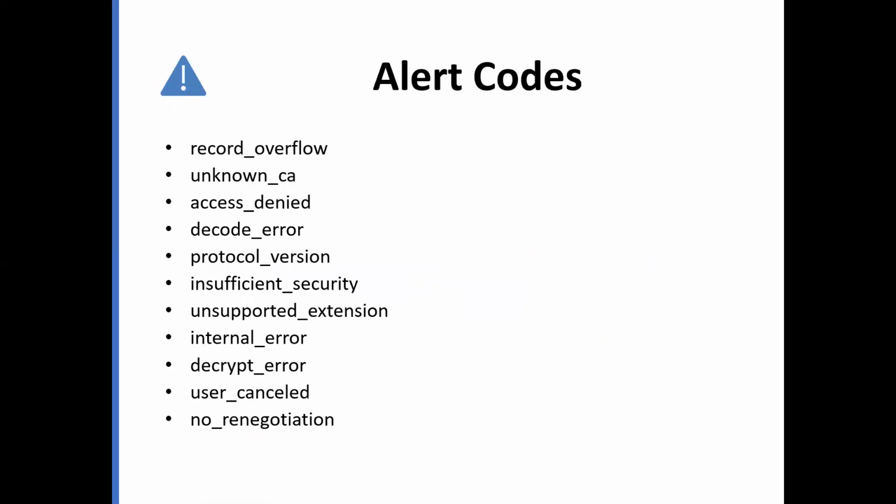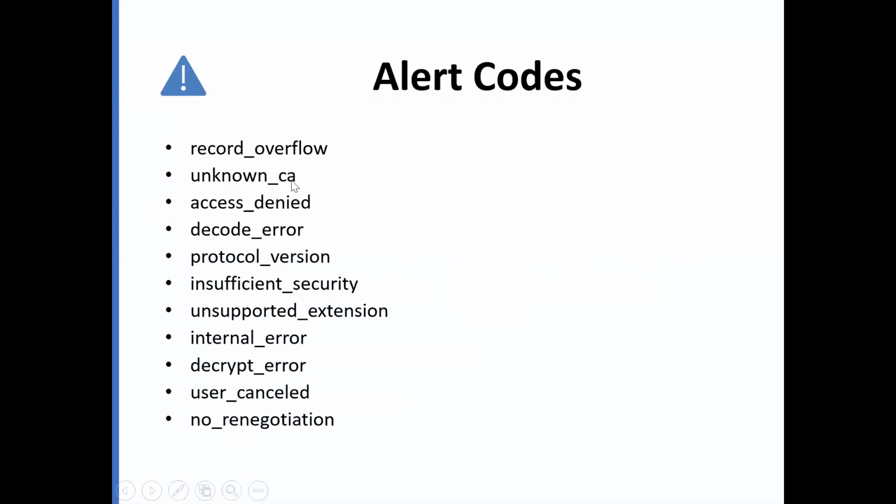So we will see one by one in detail. One is what? Record overflow. Why are we going to get this message? I mean, what entities are going to get the message record_overflow? In the TLS record, if the payload length exceeds 2 to the power of 14 plus 2048 bytes, then they're going to get the message, that is record overflow.